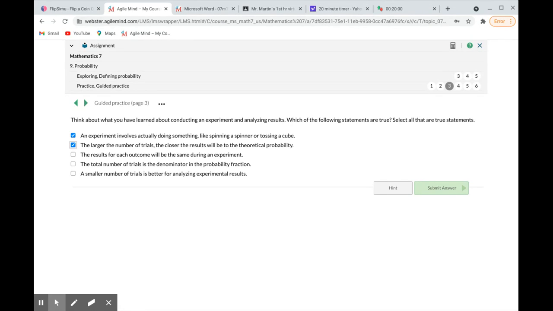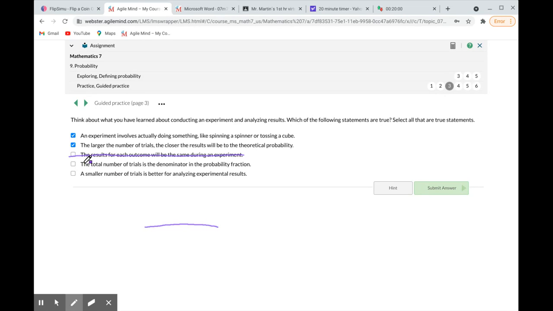The total number of trials is the denominator in the probability fraction. Is that true or false? True. False. All right. We got a false and we got some trues. So, Najela, explain what you think. I think it's false because, like for each outcome, I don't think it's going to be the same during the experiment. All right. Yeah, this one's out. This one's false.